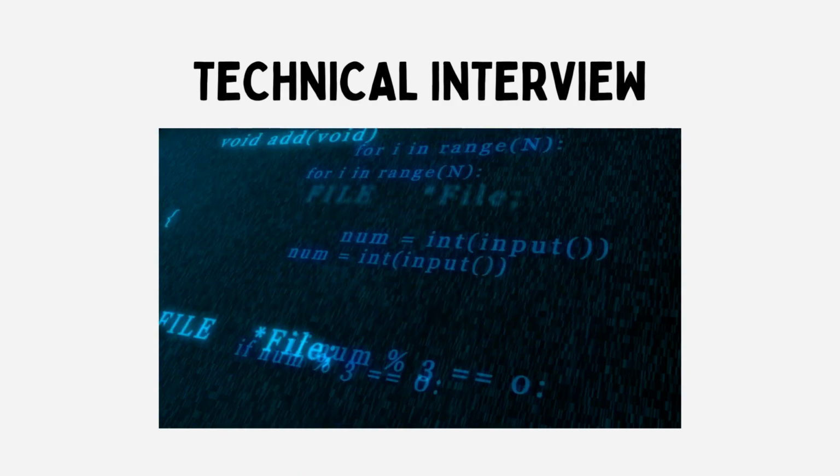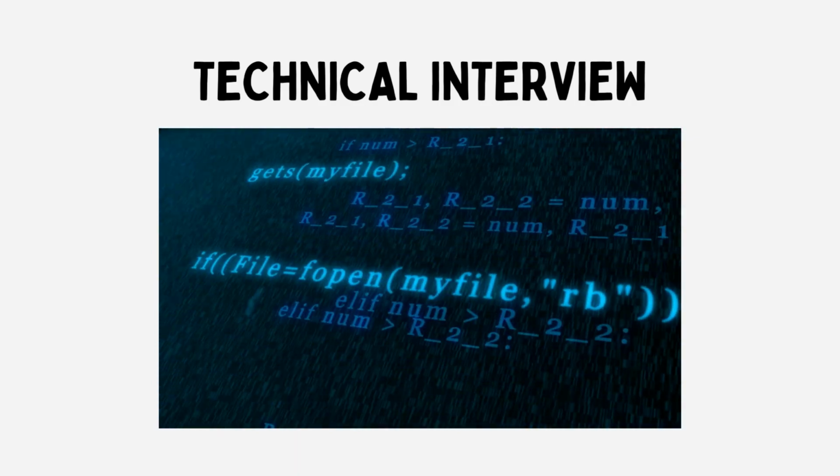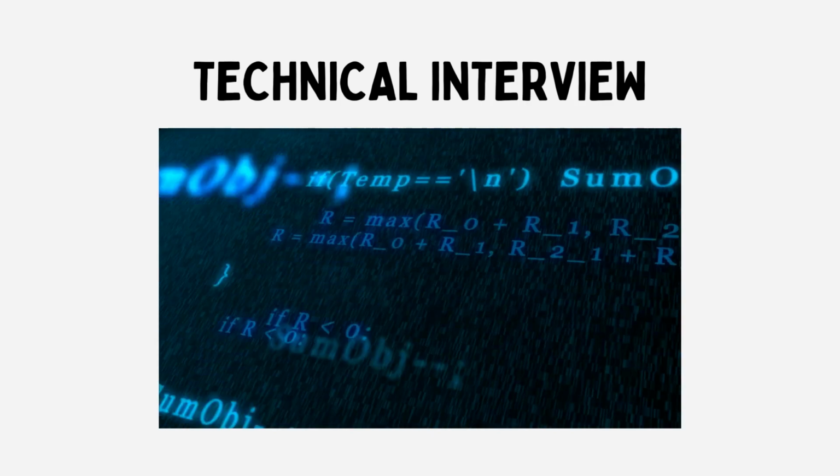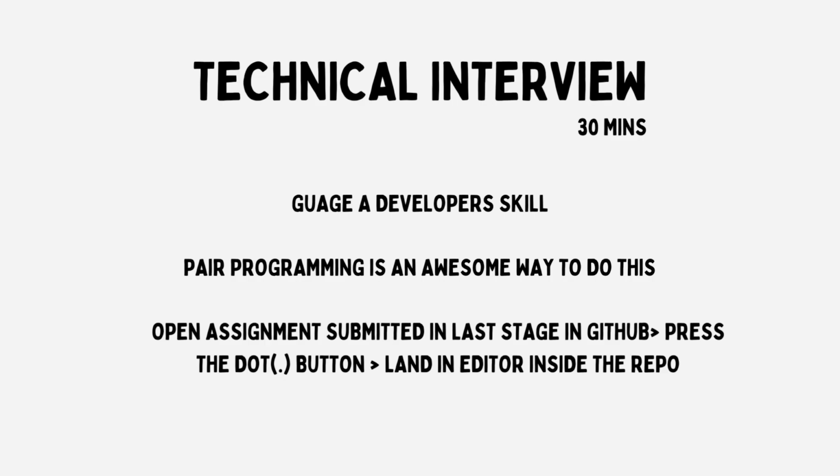So the next thing that we'll be coming to is the technical interview. The technical interview is the stage where you gauge the technical skills of the developer in question in as much depth as possible. The best way I've seen to do this is by pair programming. The first thing you do is set up a call with the candidate, with a maximum duration of maybe 30 minutes. Now they'll probably have sent you a GitHub link with the assignment code in the assignment submission stage.